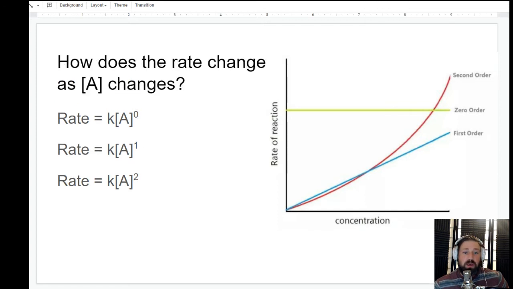All right. This is exactly what we just talked about. 0, it doesn't change at all. 1st power, it changes in a linear fashion. If I double A, it doubles the rate. If I triple A, it triples the rate. If I quadruple A, it quadruples the rate. Here, if I double A, I'm going to quadruple the rate. If I triple A, I'm going to multiply the rate times 9. If I quadruple A, I'm going to multiply the rate by 16. All right. So that's the difference there.